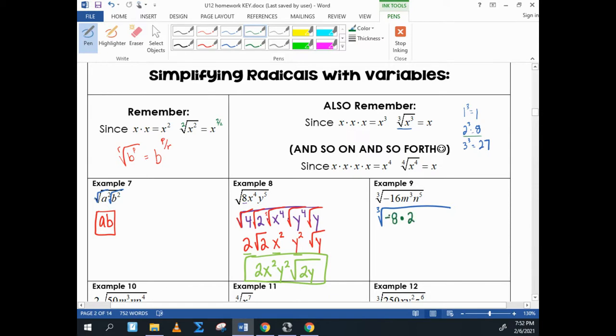We're going to put a negative right there with the 8 because I can't take the cube root of a negative number. And then we're going to go ahead. m to the third is okay. That's a multiple of 3. But n to the fifth, we're going to write as n to the third times, now to make 5, I need another 2 n's multiplied together. So 1, 2, 3, 4, 5 n's multiplied together there.